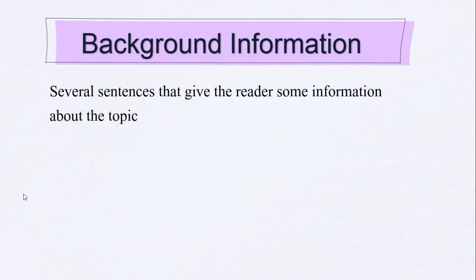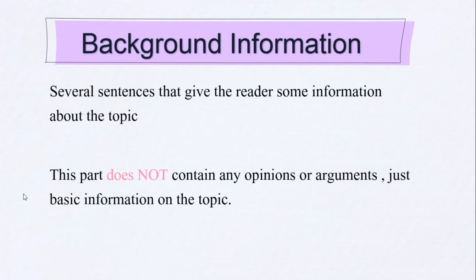The second part of the introduction is the background information. This is the additional information your readers need to know to understand your work. It might include things like definitions, historical context, current events that have bearing on your writing, or other information. You have to remember that background information does not directly support your thesis, and it doesn't contain any opinion or argument, just basic information on a topic.